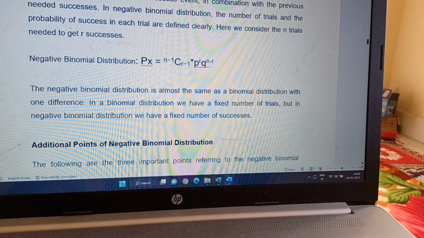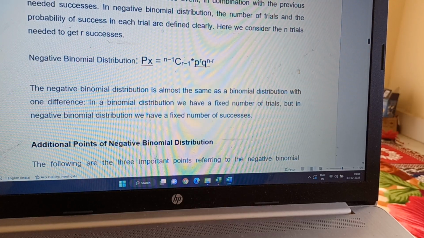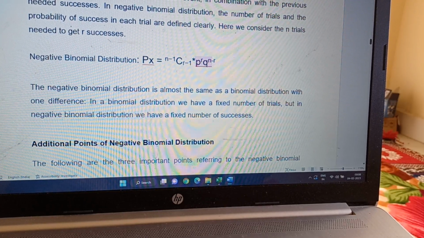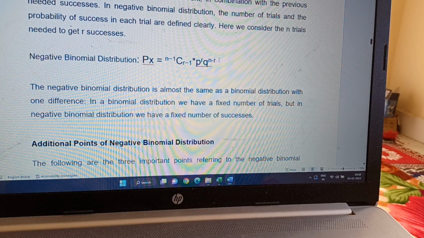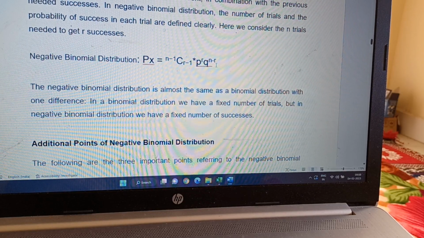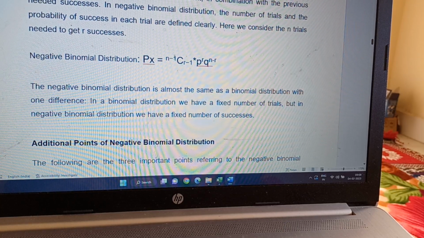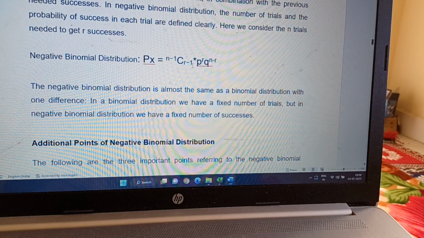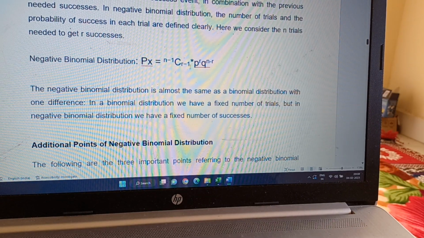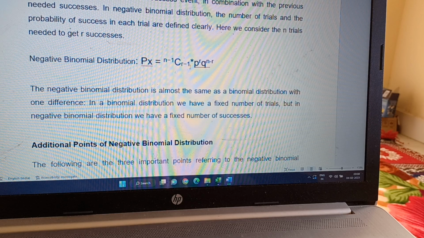Okay, so what is the formula of that? It is very similar to binomial distribution, meaning p to the power r and q to the power n minus r are the same as in binomial distribution. The only difference is that we have n minus 1 choose r minus 1. That is the only difference between binomial distribution and negative binomial distribution, but the question becomes different. So be careful whether the examiner is asking negative binomial distribution or binomial distribution.